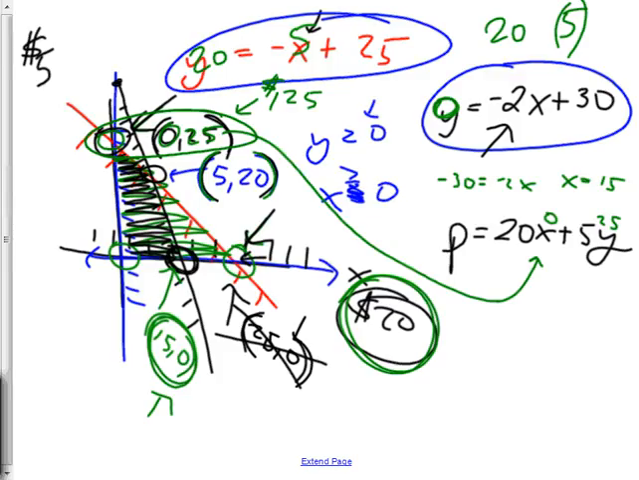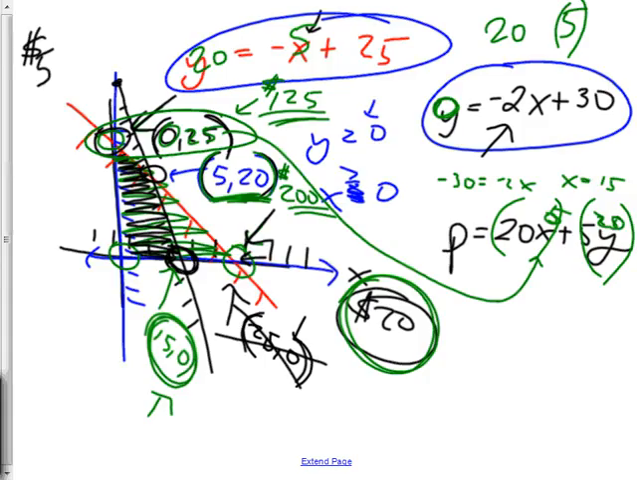Then the next one's 5 comma 20. If I put in 5 here and 20 here, you're telling me I get 175? Yep. I don't think so. I think you get 200. It's 5 times 20, which is 100, and 5 times 20, which is 100. And so that's 200. So far I got 125, or 200. Well, obviously 200 is better than 125.